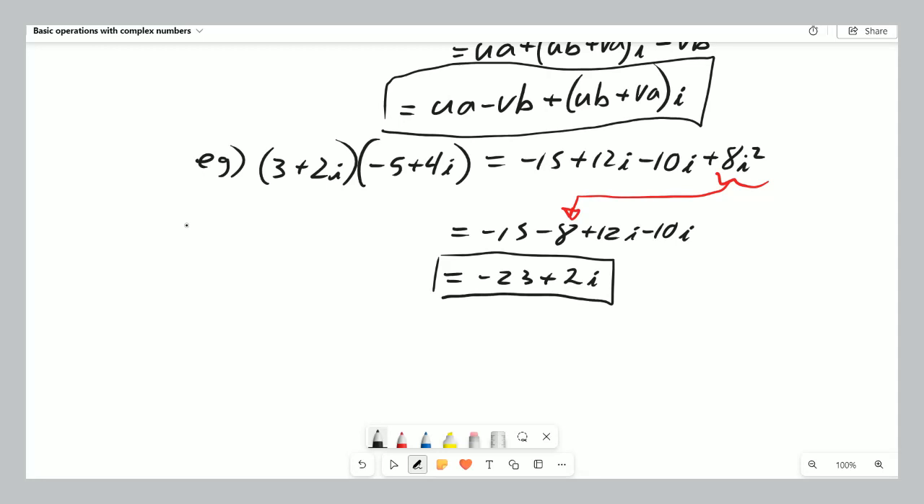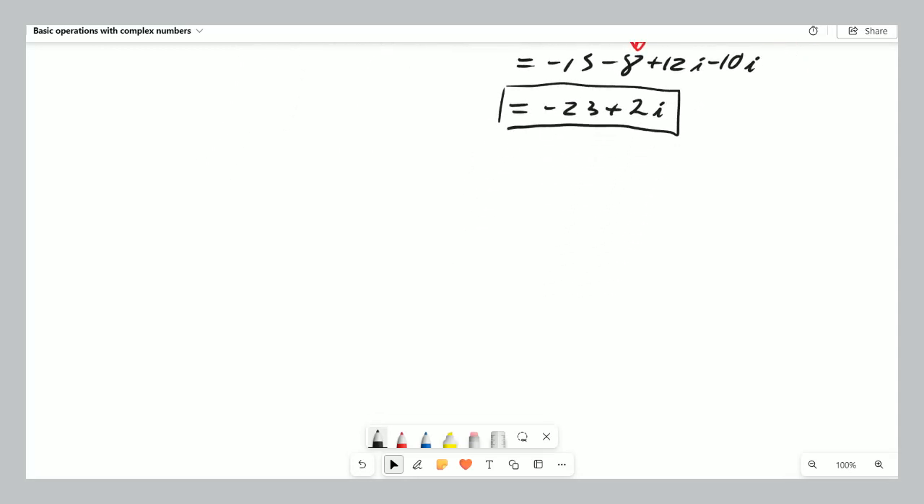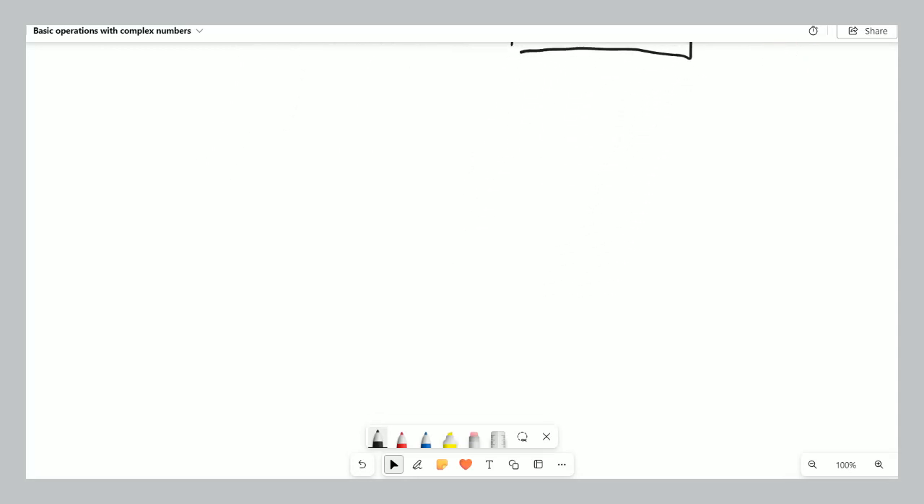So we did addition, subtraction, we did multiplication. The only thing that's left is division. That's where it gets a little tricky, but still elegant. So let's say we have u plus vi divided by a plus bi. So here we're going to make use of something called the conjugate of a complex number.